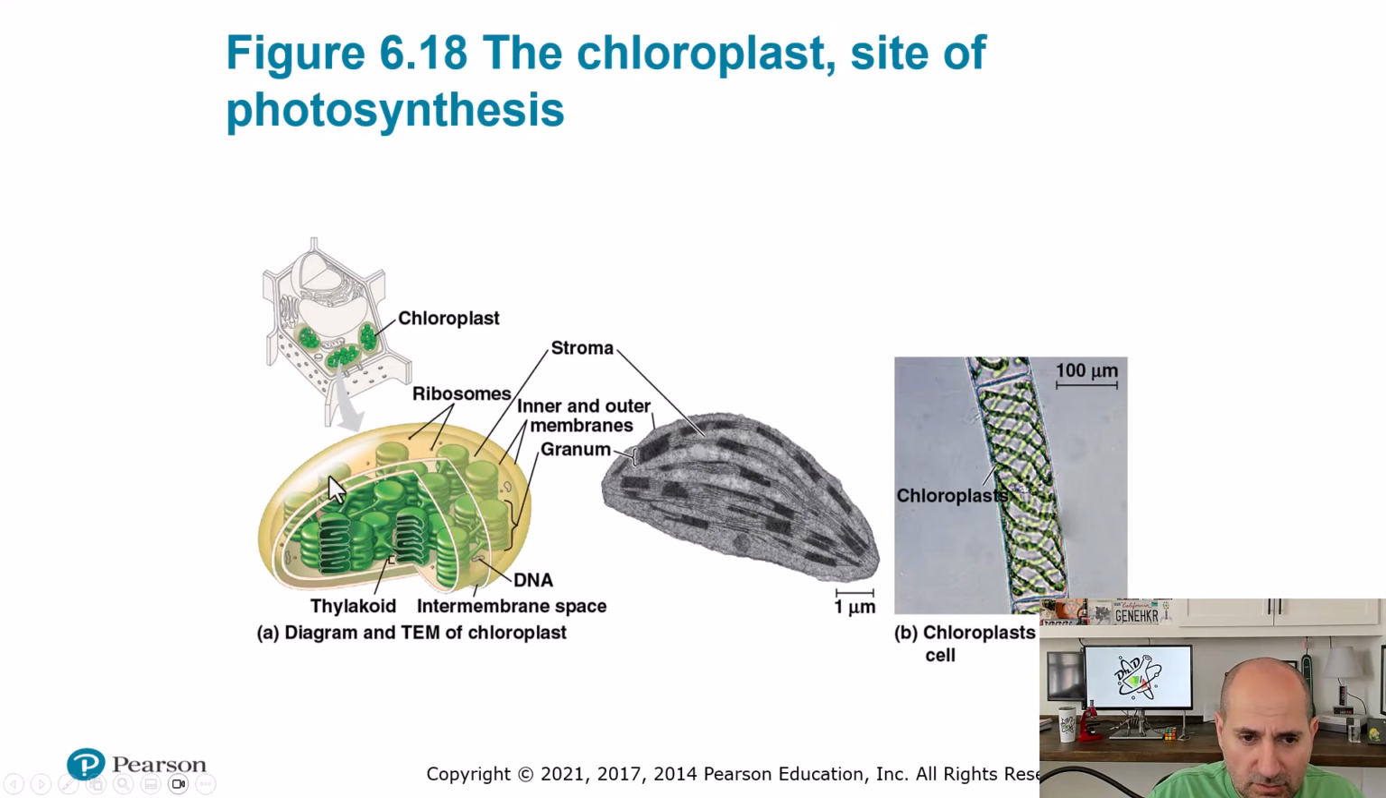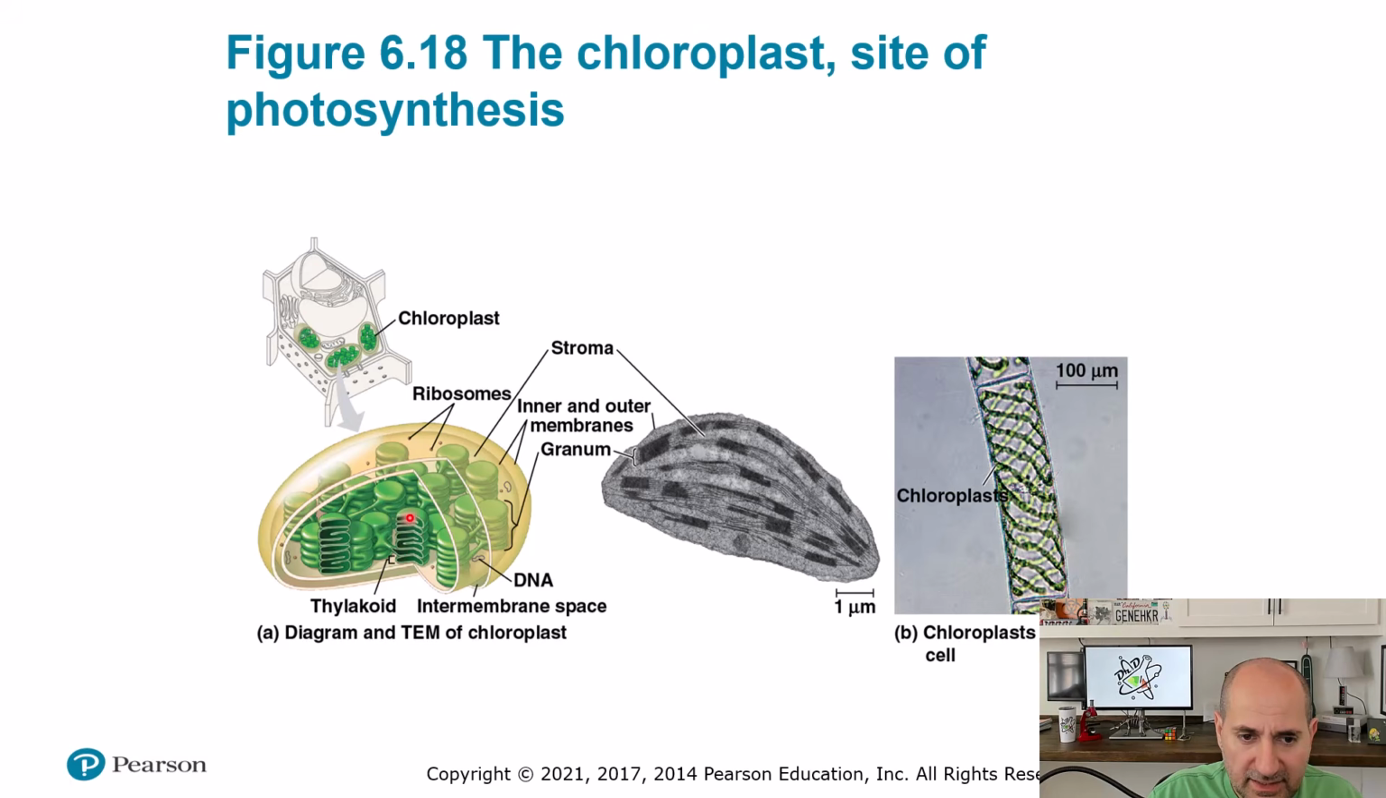Next, we talked about the chloroplasts. You should know that the chloroplasts are found in plant cells. Chloroplasts are found in plant cells as well as algae. You should know that there's the outer membrane, the inner membrane, and then these stacks of membrane called granum.